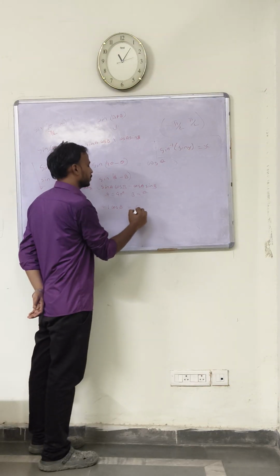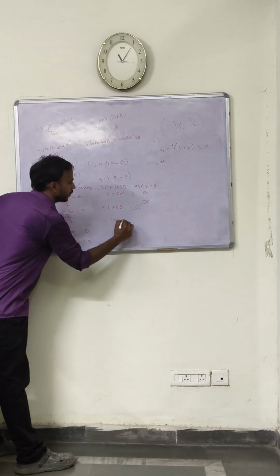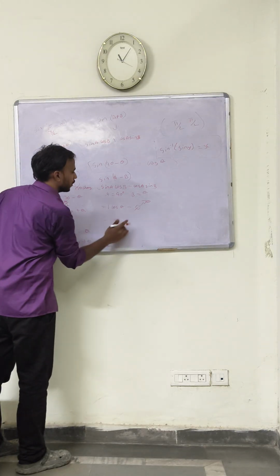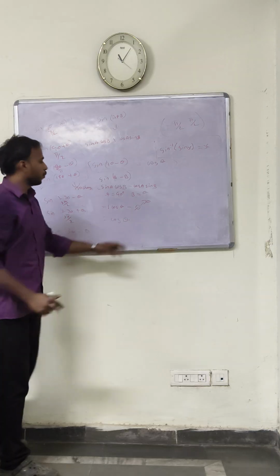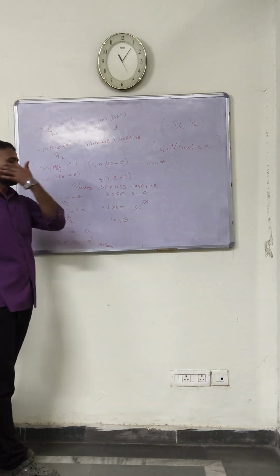So the entire term becomes 0. What is the remaining? Cos b. B is theta. Now I proved. You got my point? Okay.